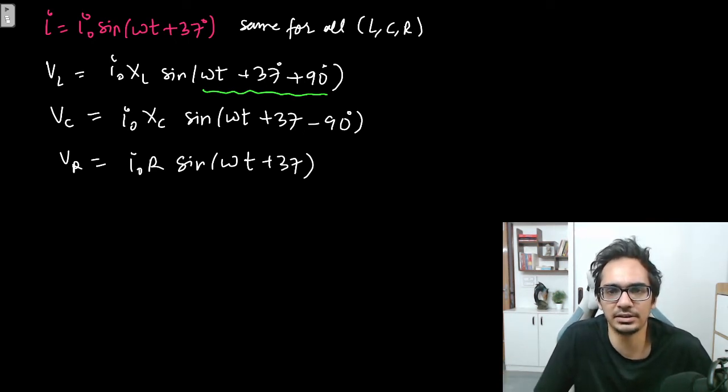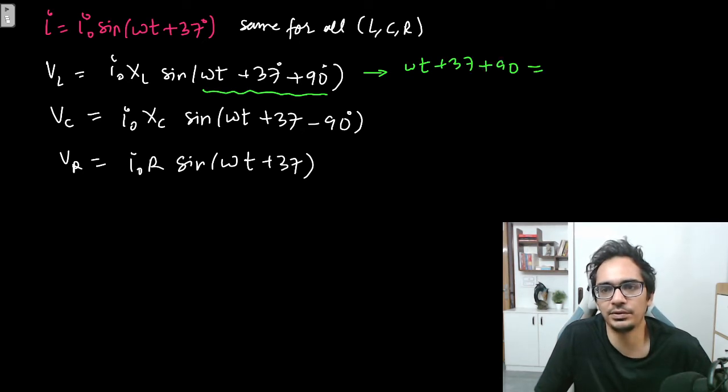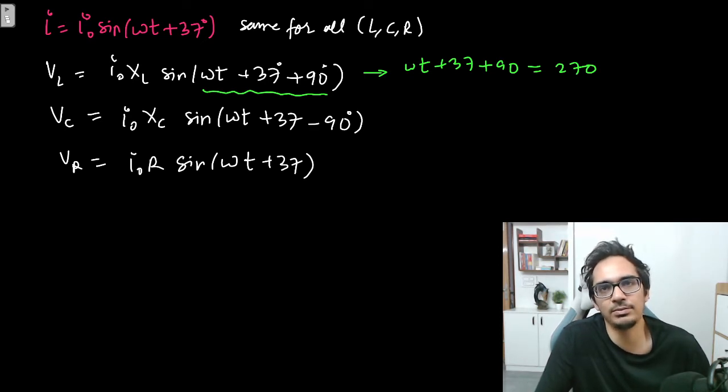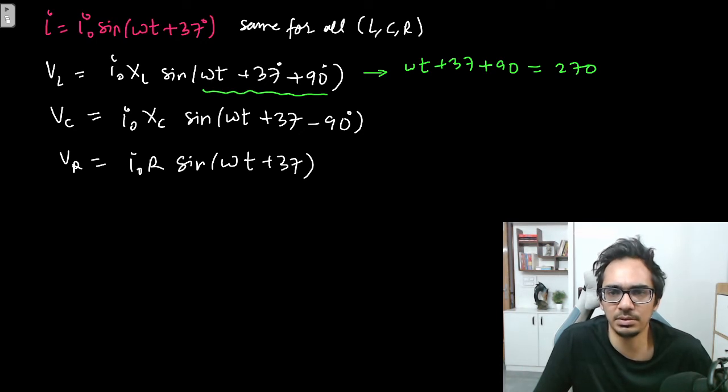So basically the next time will be the first time, the minimum time, when omega t plus 37 plus 90 should be equal to 270. Understood why 270? Because sine is maximum when theta is equal to 90 degree. Now 90 has already crossed. Then it comes to 180, it will be 0. Then it will be at 270, the next time when sine is maximum. So omega t plus 37 plus 90 should be equal to 270.